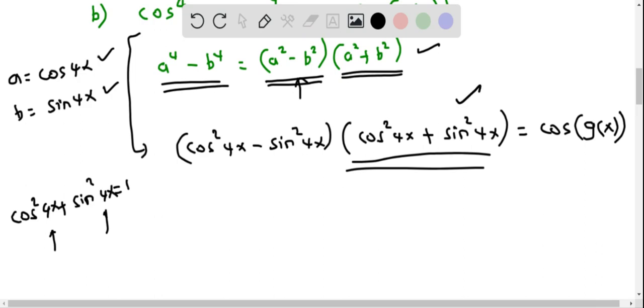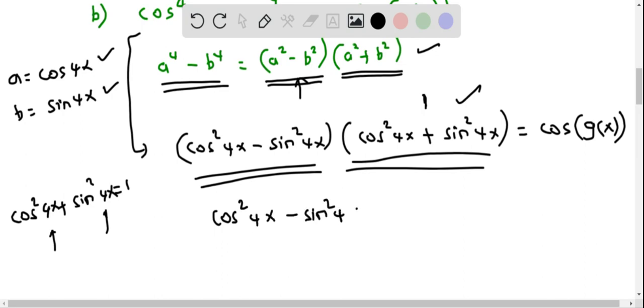And this means we now see that cosine squared 4x plus sine squared 4x equals 1. So instead of this one, I can put this as 1. And so we will have this term multiplied with 1, we will have only this term, that is cosine squared 4x minus sine squared 4x. And this equals, on the right side, cosine of g of x.